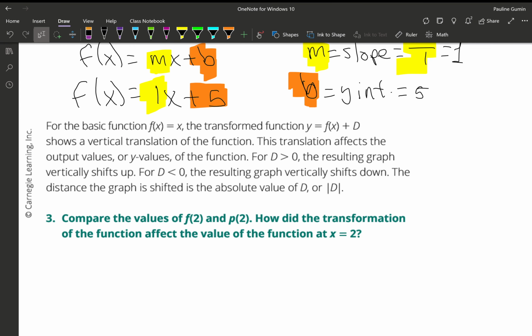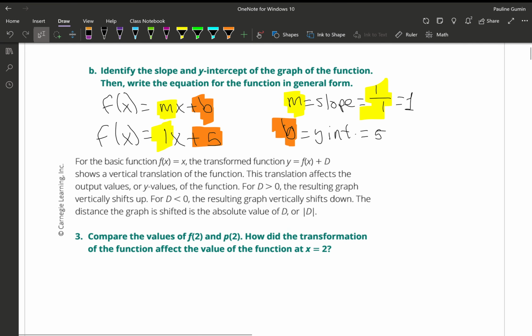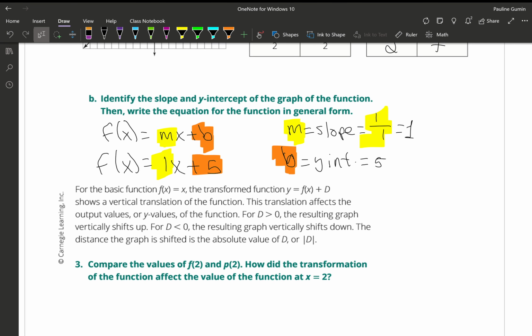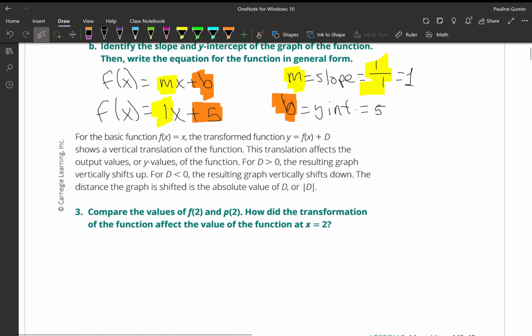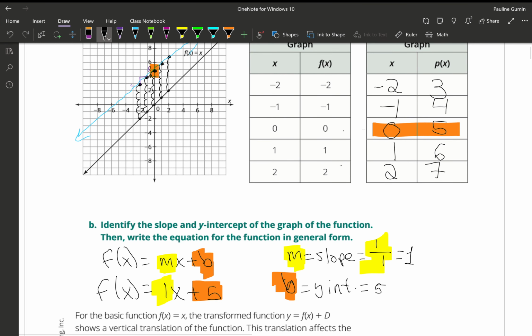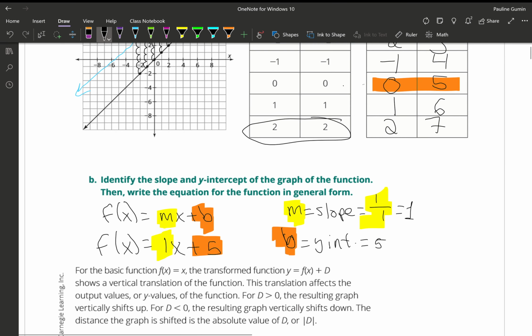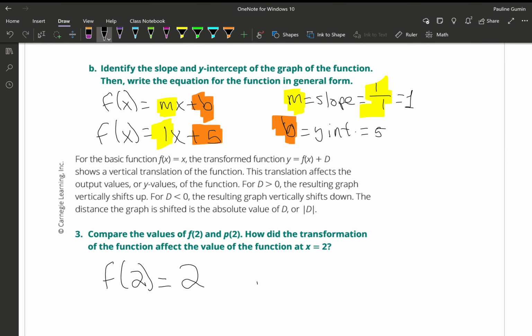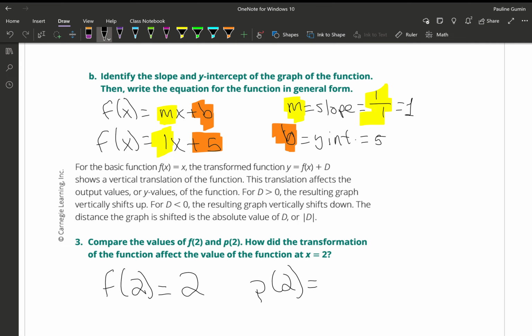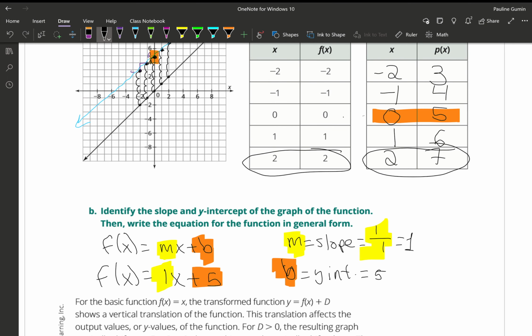All right, let's compare f of 2 and p of 2. So essentially what I'm asking is, what is the value of the original graph at 2 and what is the value of the new graph at 2? So f of 2, let's check it out. f of 2 is right here. f of 2 is 2. And p of 2, let's see, is right here. It's 7.